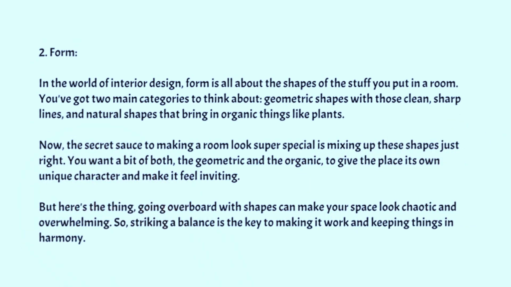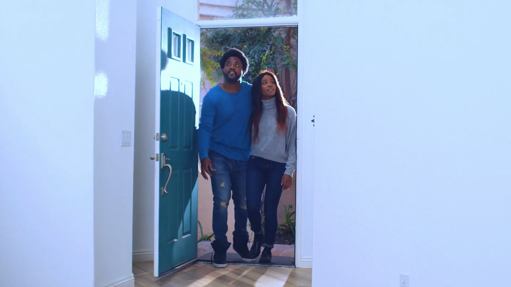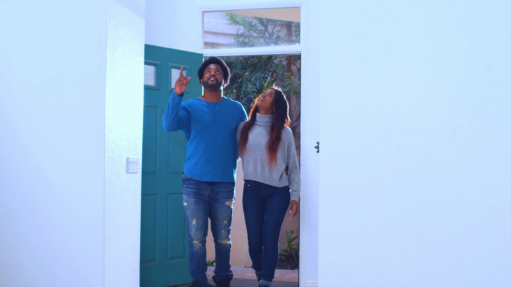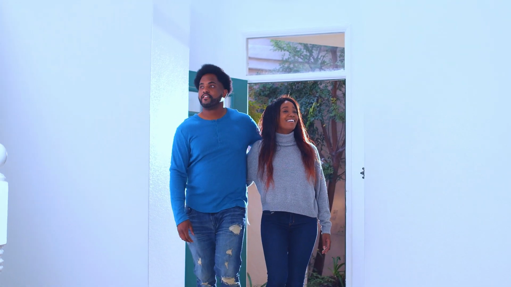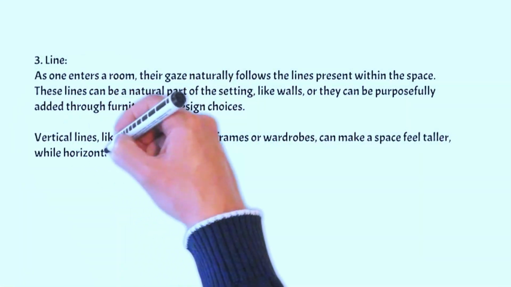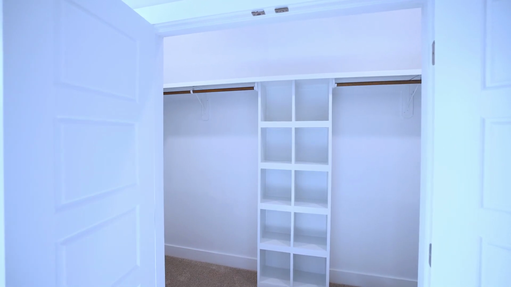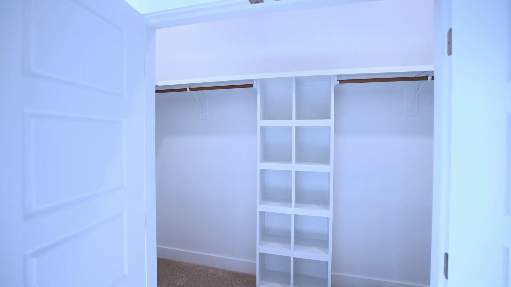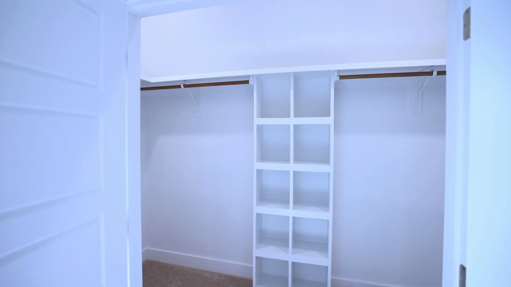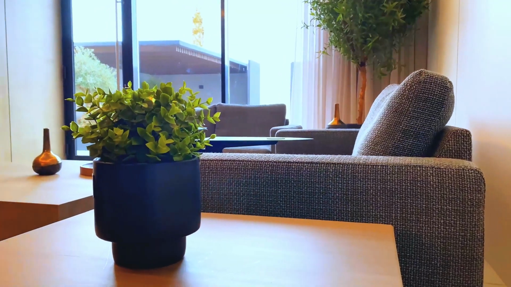Number 3, line. As one enters a room, their gaze naturally follows the lines present within the space. These lines can be a natural part of the setting, like walls, or they can be purposefully added through furniture and design choices. Vertical lines, like those found in door frames or wardrobes, can make a space feel taller, while horizontal lines, like those seen in tables or beds, draw your eye towards a central point of interest.